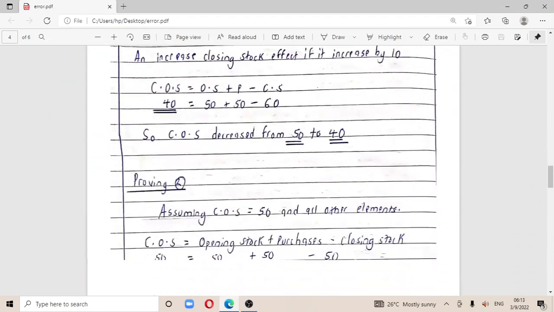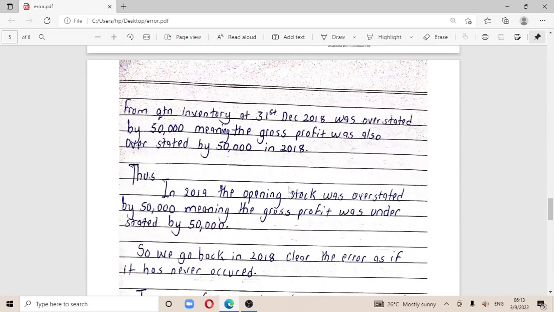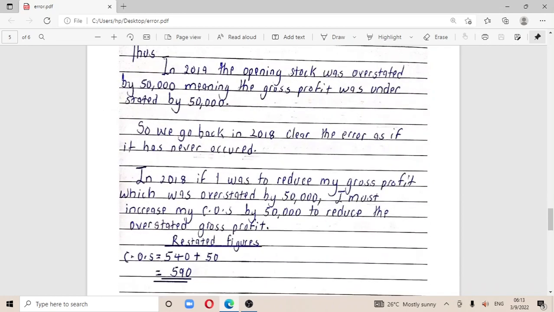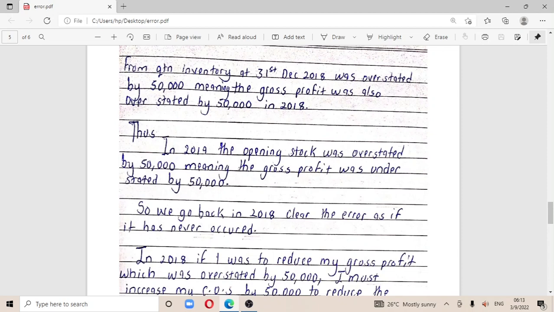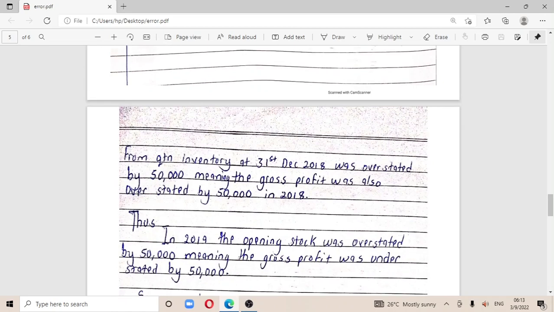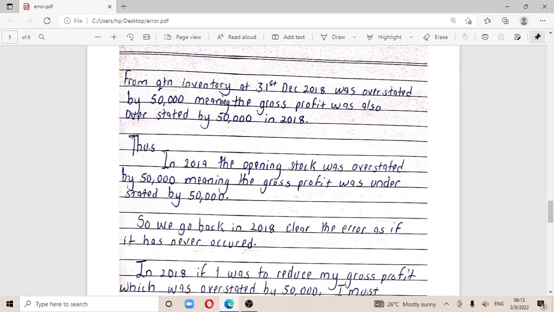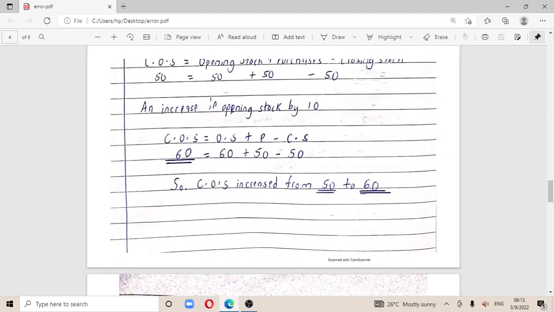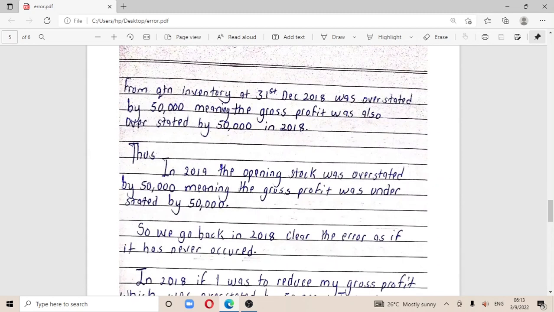And if at all they have overstated their figure, you're going to clear the error, or you go back. That is, if they have asked you for 2019, you go back to 2018 and you clear the error as if it has never occurred. So you're going to reverse it. You want to clear off the overstated figure of the gross profit. Having known that the gross profit was overstated by 50, you can decide to put that on pause.